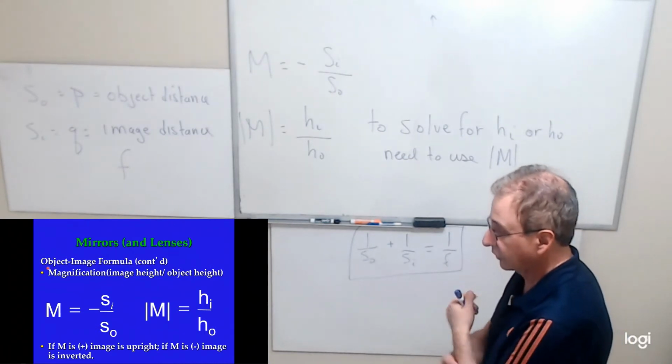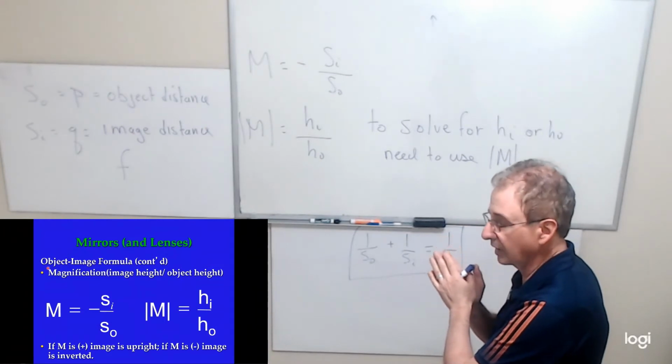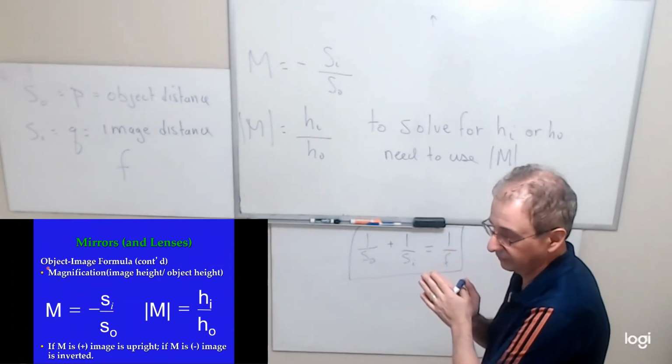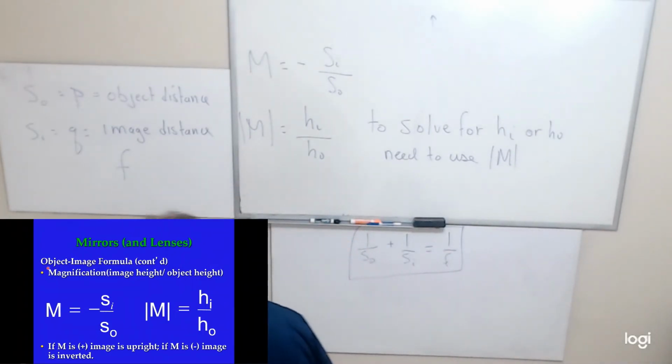All right. So if the magnification again is positive, the image is upright. If it's negative, then it's inverted. And if you have only one optical element, like a lens or a mirror, if the image is inverted, it's a real image. If the image is right side up, then it's a virtual image. That's assuming I only have one optical element.